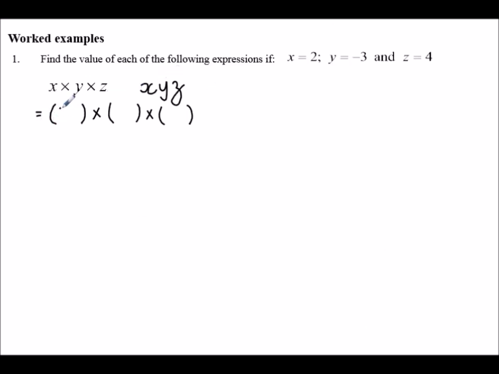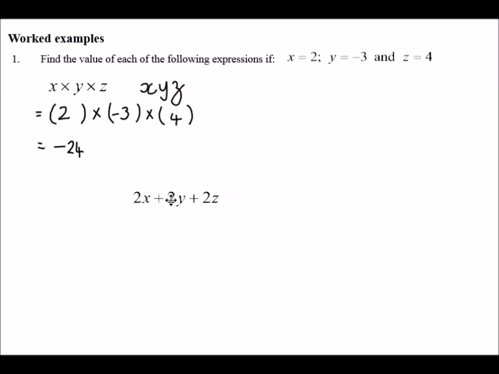X's value is 2. So I'm going to put the value of 2 there. Y's value is -3. And z's value is 4. And again, the first thing we do is our sign. So I have an odd number of negatives, so my result will be negative. Then all I do is I multiply the integers together. 2 multiplied by 3 is 6. 6 multiplied by 4 is 24. So when x equals 2, y equals -3, and z equals 4, the answer or the calculation is -24.